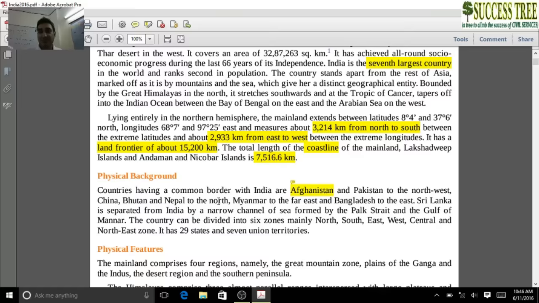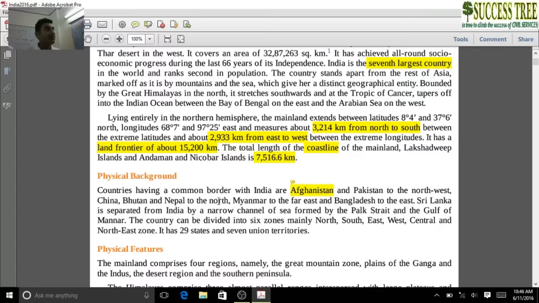This is the only point; the other neighbors you know about. Afghanistan and Pakistan are in the northwest. In the north we have China, Nepal, Bhutan. Then Bangladesh and Myanmar in our eastern part.